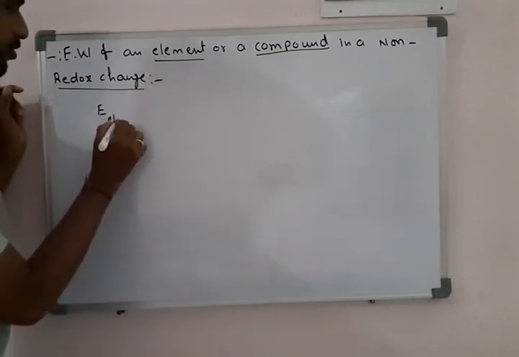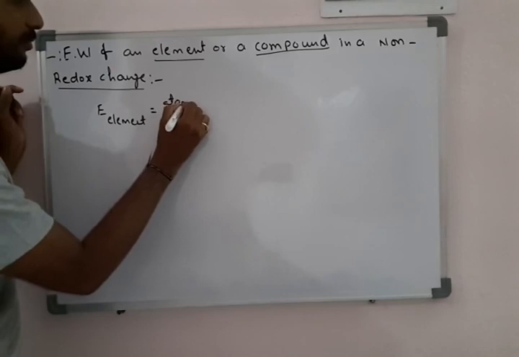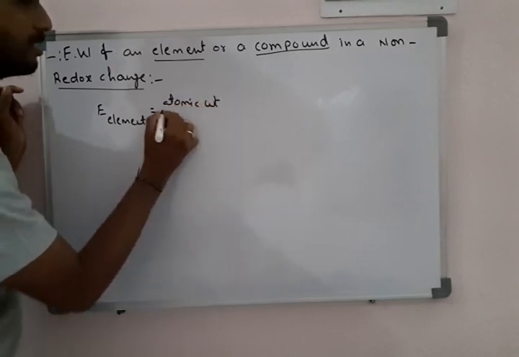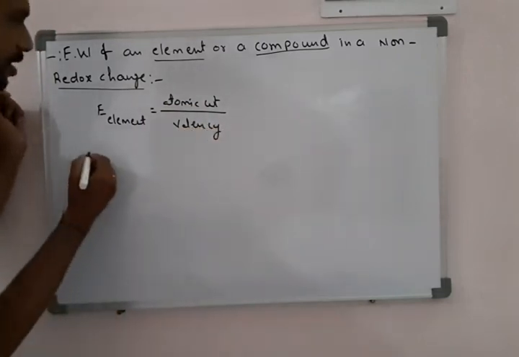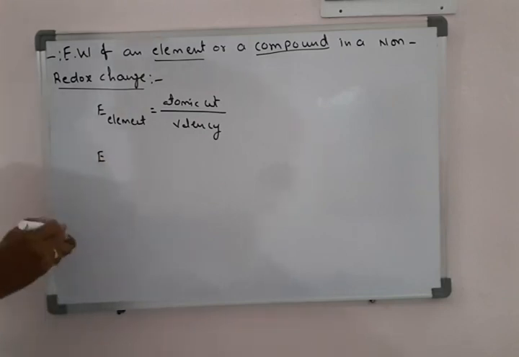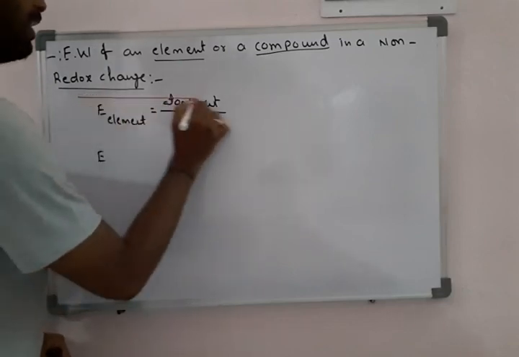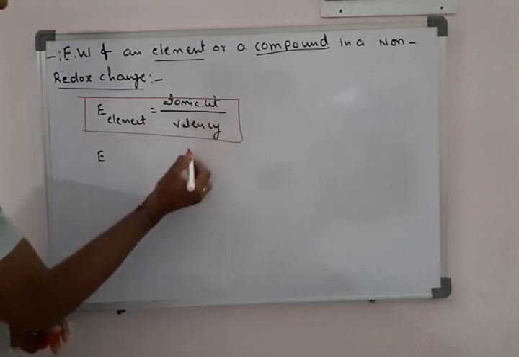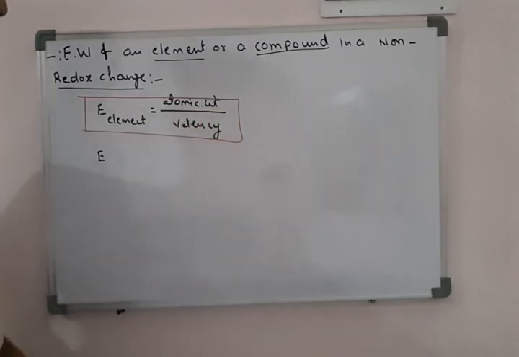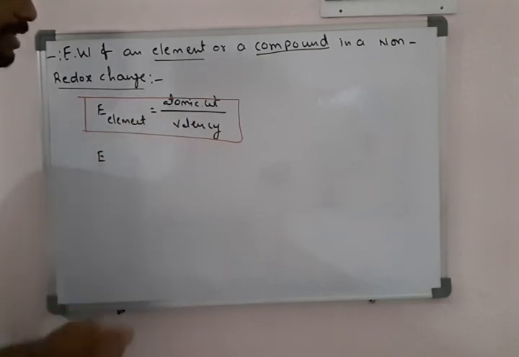So what is the equivalent weight of an element? We can write its atomic weight by its valency. So this is the general formula to calculate the equivalent weight of elements. That is, equivalent weight of an element equals its atomic weight by valency. If you are calculating for a molecule, we can take molecular weight, but here we are discussing elements. So the equivalent weight of an element is its atomic weight by valency.